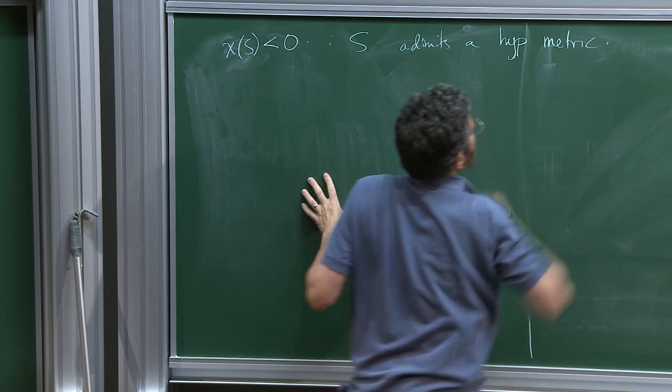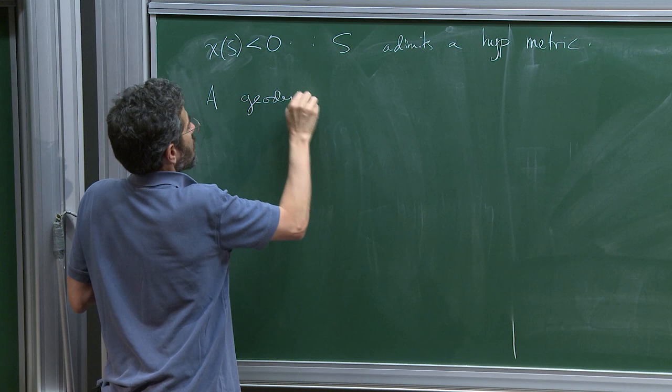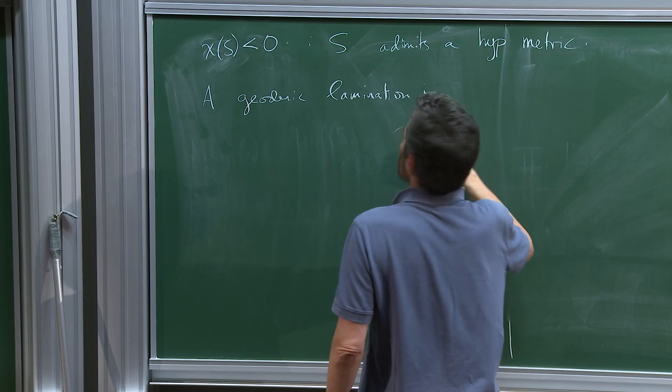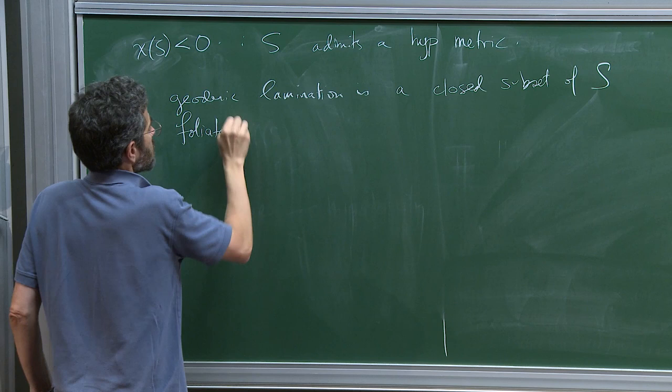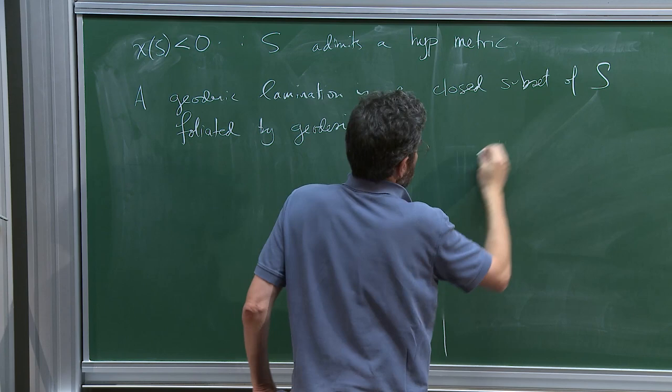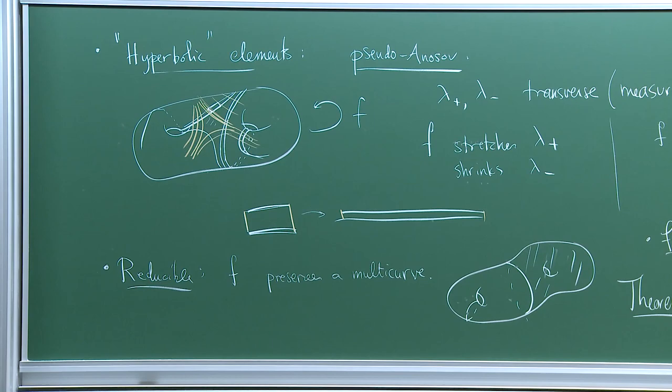A geodesic lamination is a closed subset of S, once we've given it the hyperbolic metric, foliated by geodesics. Which is to say, the picture's up there. It's a closed subset, and locally, near every point, there's a neighborhood where it looks like a kind of stack of geodesics.